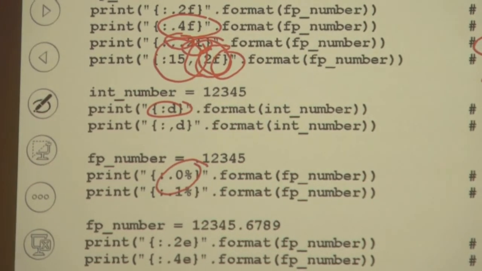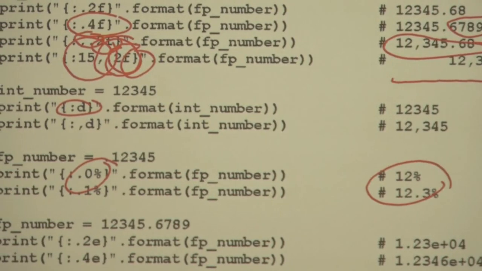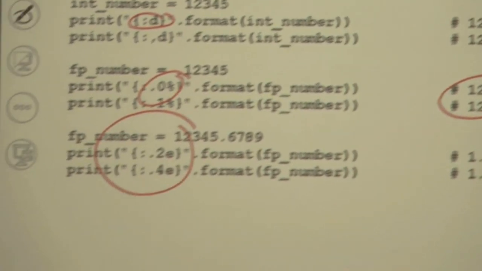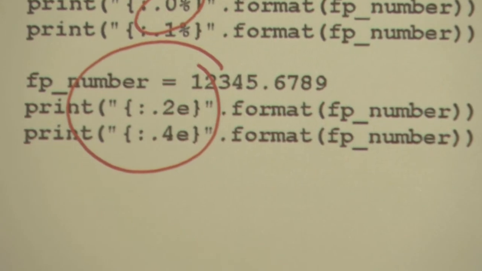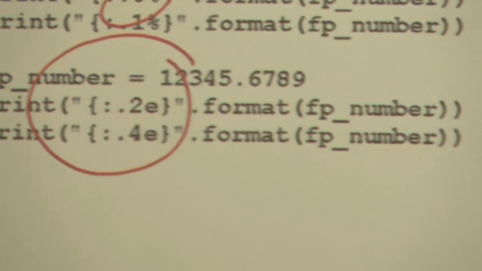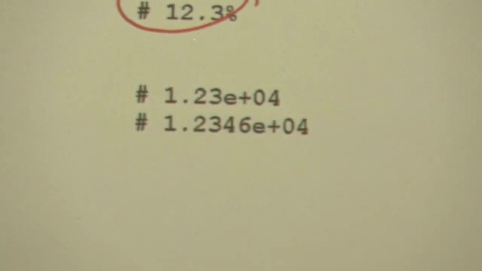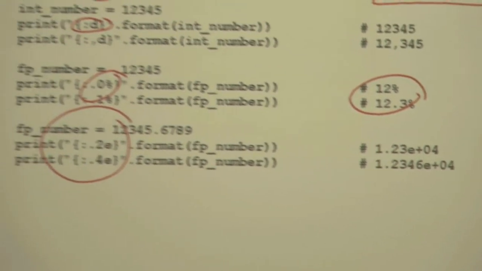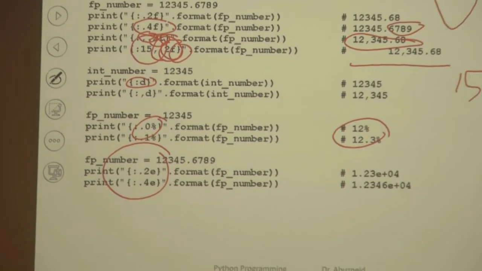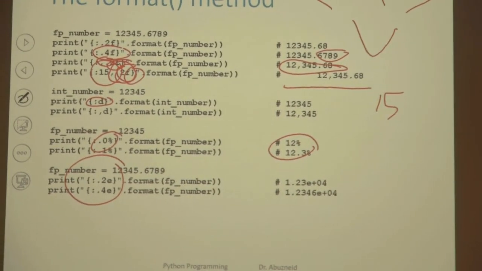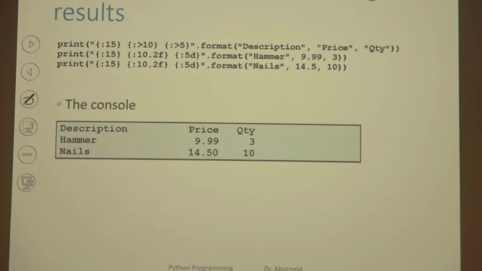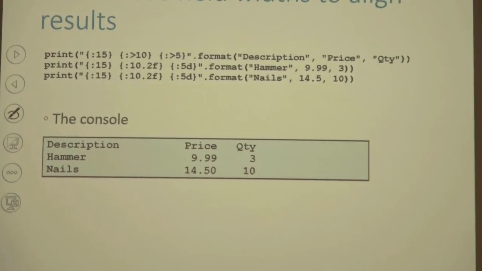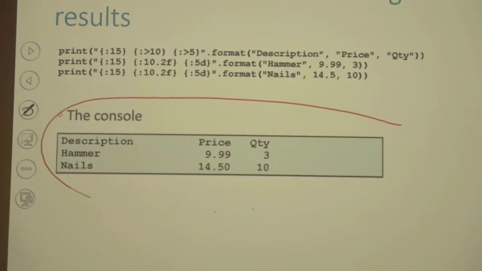Look in here, as a percentage. In here, as a percentage. In here, I print it as scientific notation. So the format is a very nice tool that makes the output look nice. Maybe you're writing a project, a lot of work, and at the end you need to beautify the output. It's very important to take care of it. As I told you, look how nice this output is.